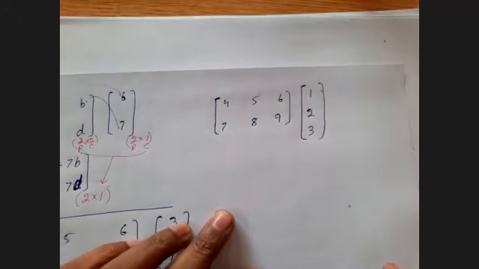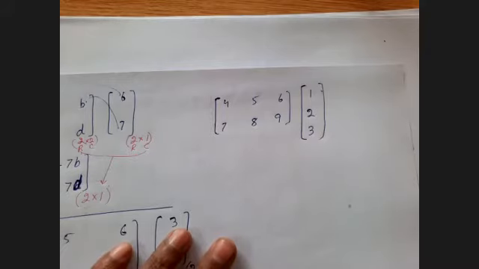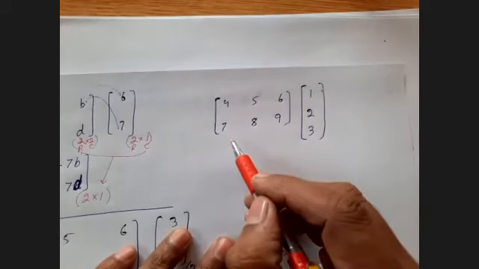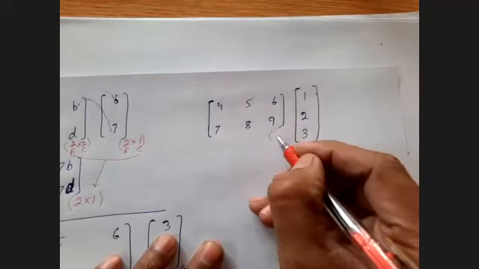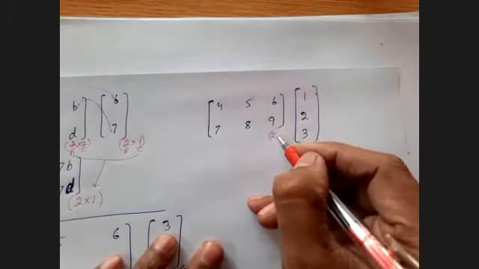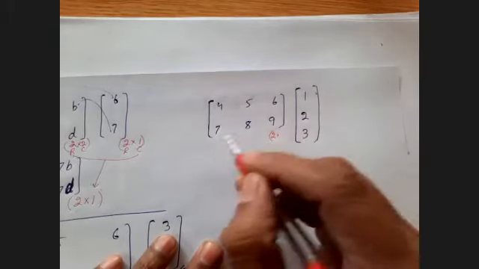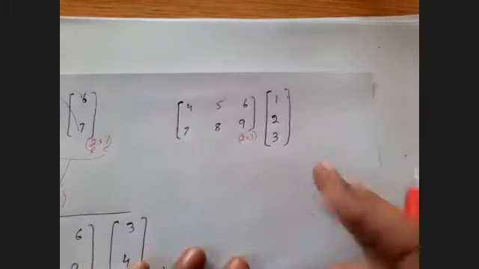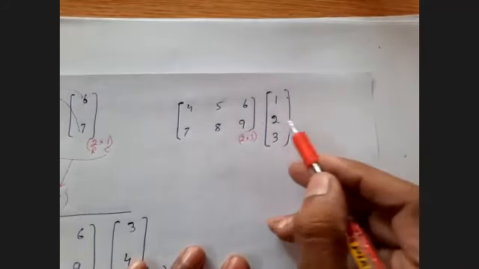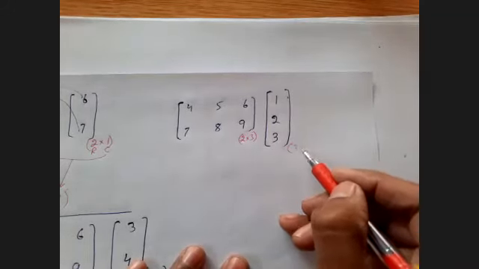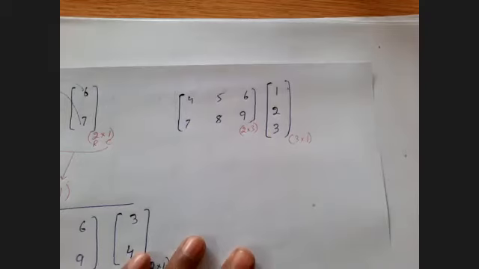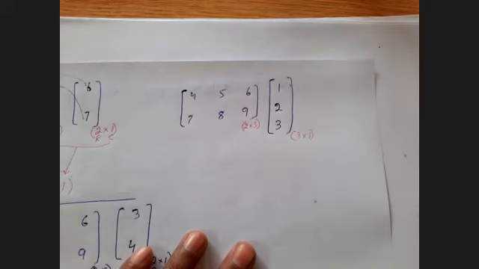Now here again, you will have to observe the order of the matrices. Now here you can see the order of this matrix. There are 2 rows and there are 3 columns. So the number of rows is 2 and the number of columns is 3, 2 into 3. So the order of this first matrix is 2 into 3. Now in this case, there are 3 rows and only 1 column, 3 into 1. Now we will have to see how we are going to multiply.